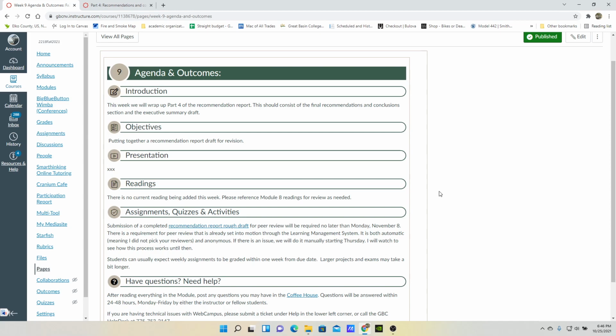There are no current readings for this week. Again, this is just a production week, but I would like you to reference Module 8 readings if you need review. If you want to look at what one looks like again, remember one of the samples I provided, one of the readings, has an example of what that looks like in a very rough form. Submissions of the completed recommendation report rough draft for peer review will be required no later than Monday, November 8th. So I've actually set that back till the following Monday.